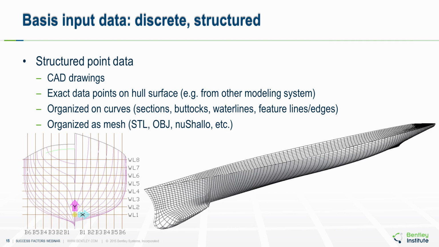Structured discrete data, for example coming from another CAD or modelling system, contain data that are known to be on the exact surface of the vessel to be modelled, i.e. they are not subject to error. These data may be organised on known curves through the vessel, such as sections, buttocks, waterlines and surface edges and features. All these data sometimes come in a structured mesh, which may have originally been generated for CFD or FE analysis.